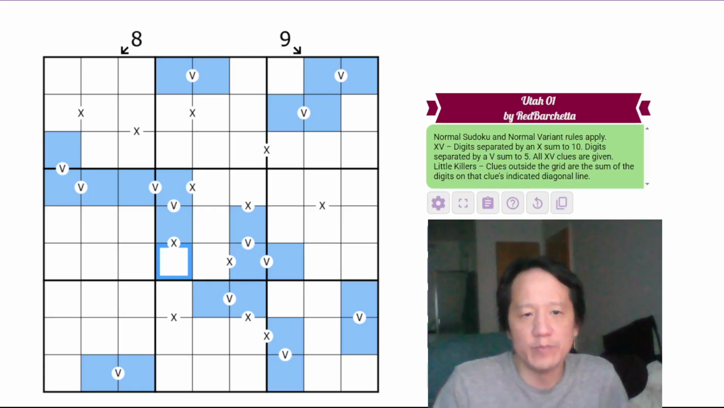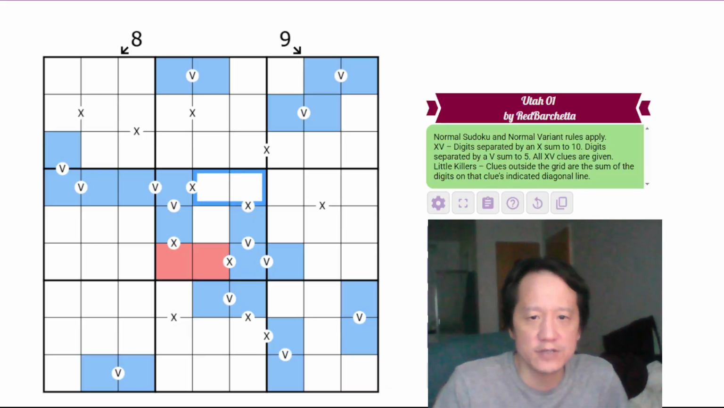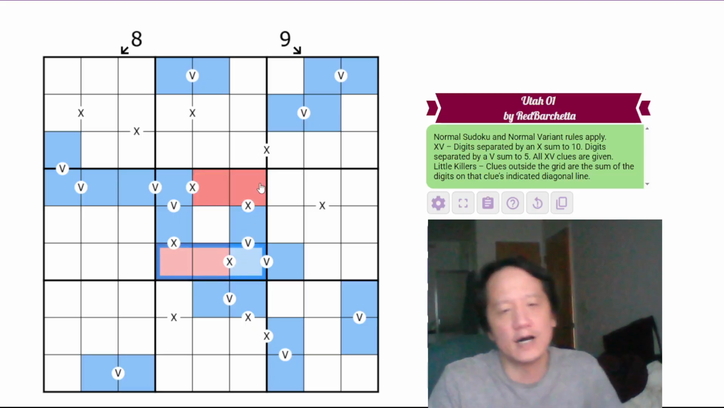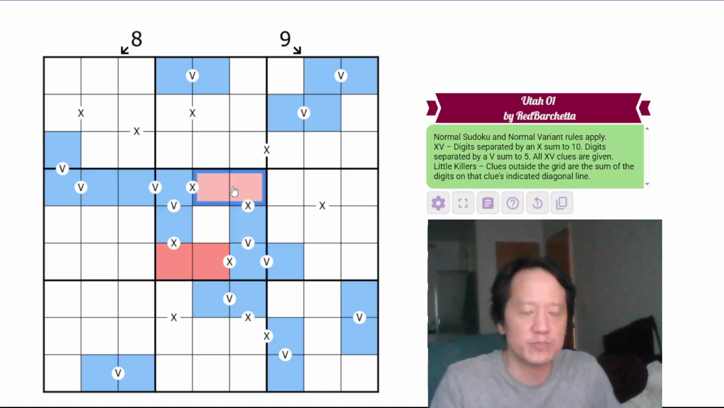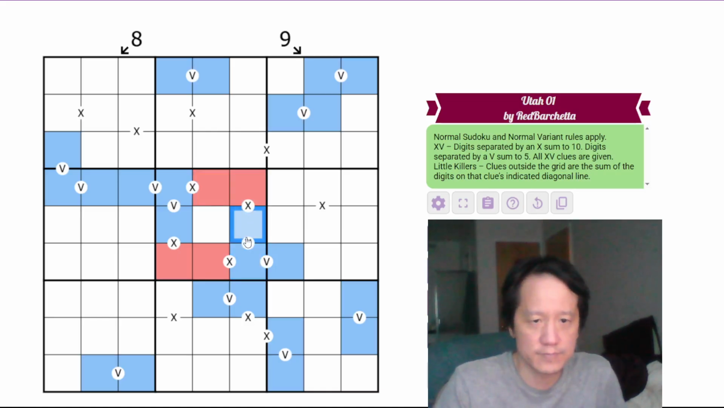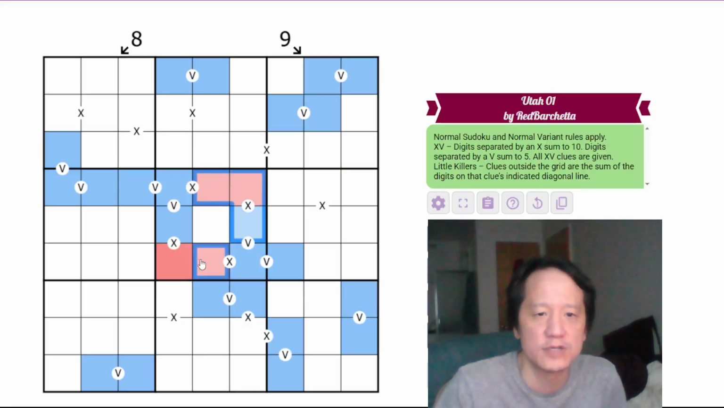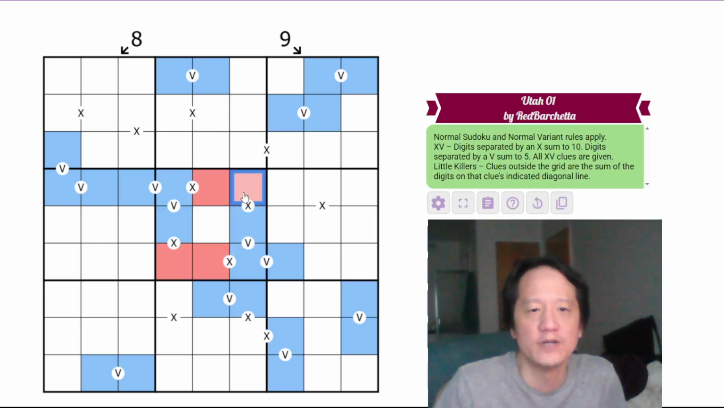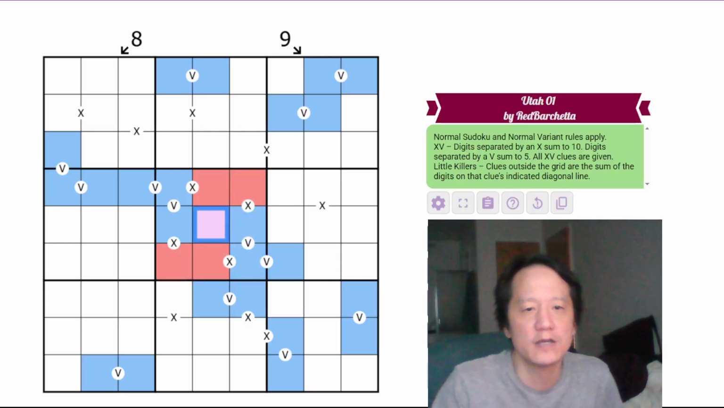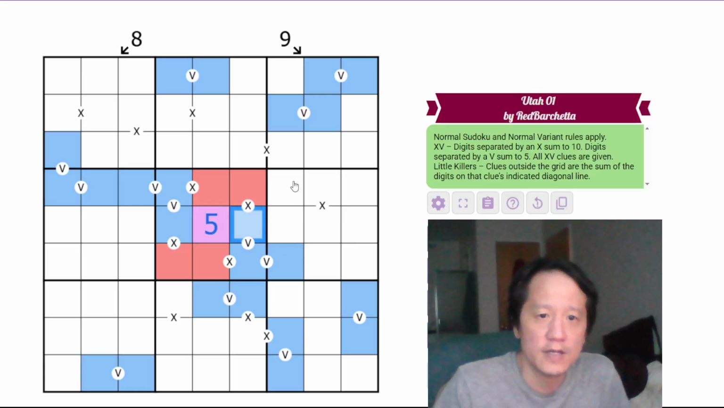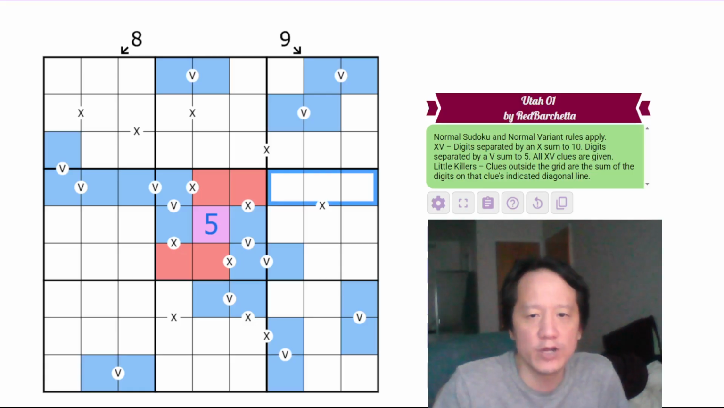Since this is low, it must be with a high digit to add up to 10. Same here. So the rest of the cells around that are next to an X, which are opposite of a low digit, must be a high digit. In the central box, we have 4 low digits, which are the digits 1 through 4, and 4 high digits, which are the digits 6 through 9. So where must the middle digit be, which is pink? It's 5. And this is red, or rather pink, pink being 5.